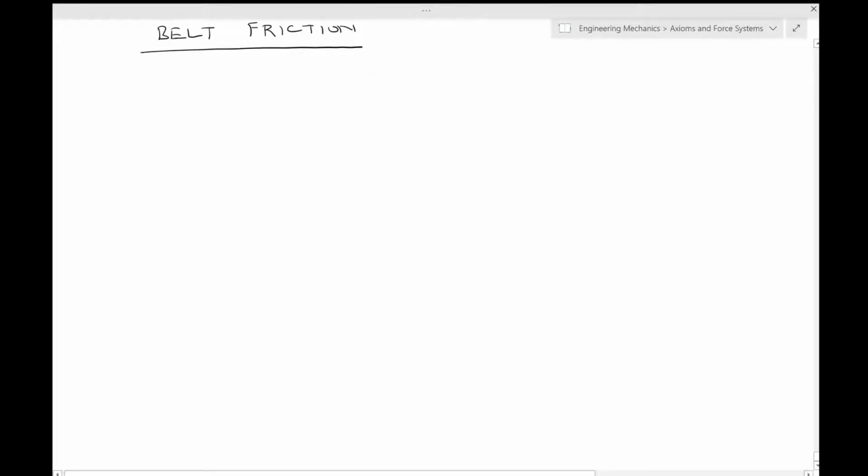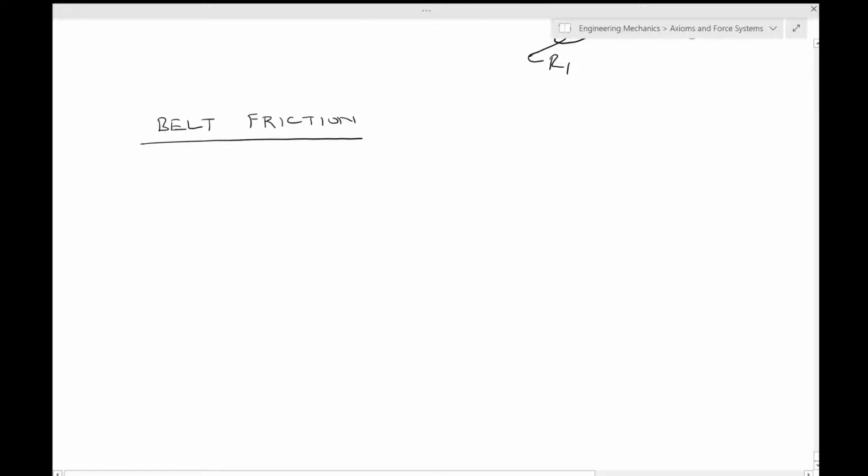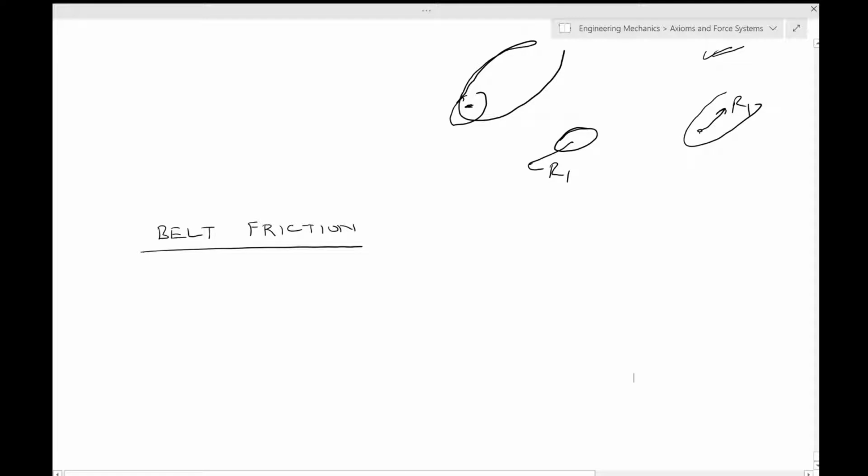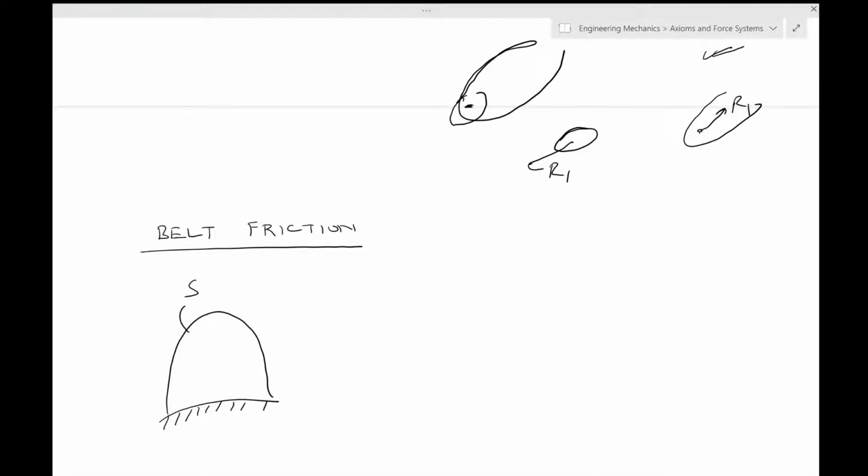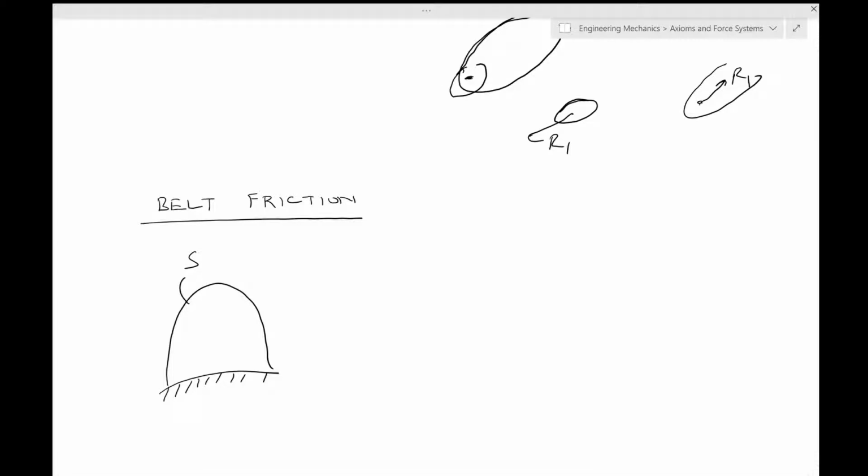So we'll now be discussing belt friction. For this, let's consider a fixed surface S. Let me draw that. This is the fixed surface S, and by this sign I am showing it to be fixed. Now I am considering a belt over it, which let me show in a different color. This is point A, this is point B.